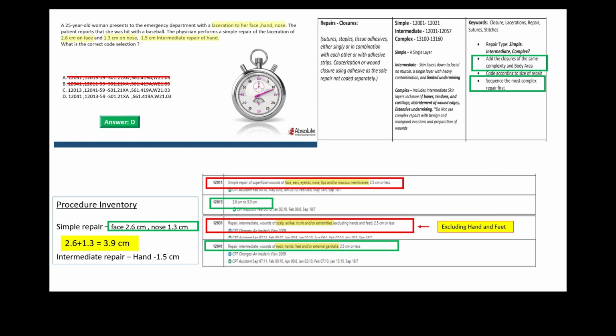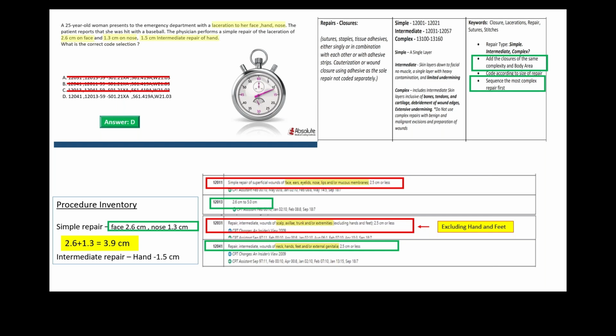As per our FTR point number 4, it says to sequence the most complex repair first. So is a simple repair more complex or an intermediate repair? Intermediate repair is more complex than the simple. That's why the intermediate repair should be sequenced first, followed by the simple repair. With that said, option C is incorrect.